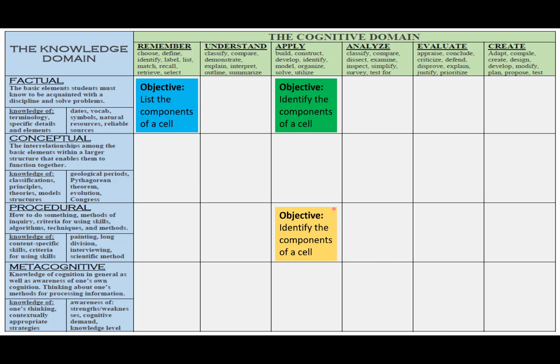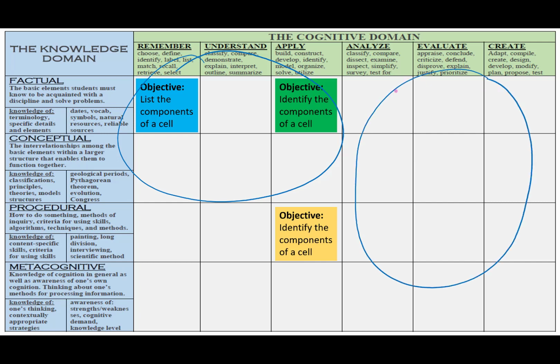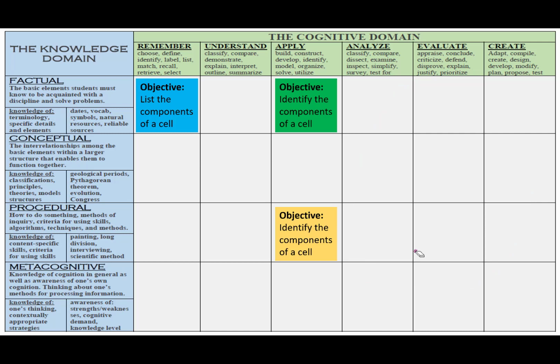of this objective. So if we look at this blue objective here, list the components of a cell, I would classify this as the remember cognitive level and as factual knowledge. And this is your most basic area of the chart, right? Everything in this general area is going to be more basic. Everything over in this general area is going to be a bit more complex. So if we're just simply talking about listing something, then that's going to be your more basic cognitive processing skills.